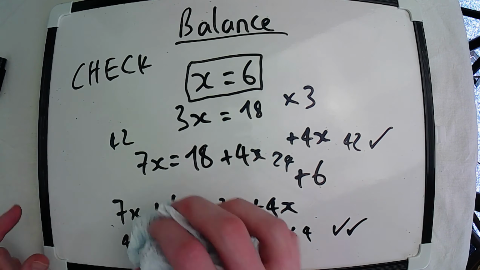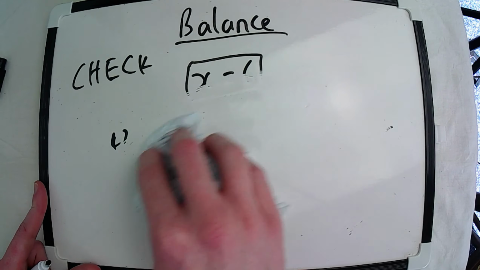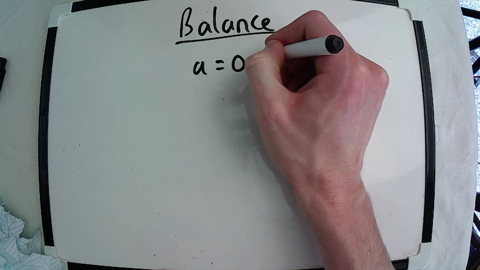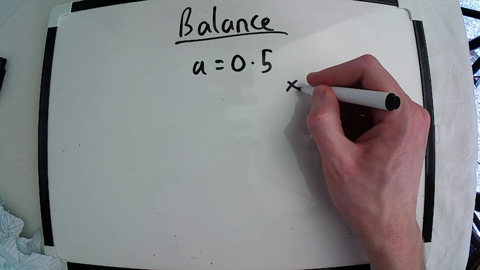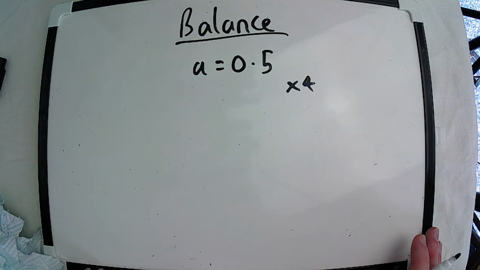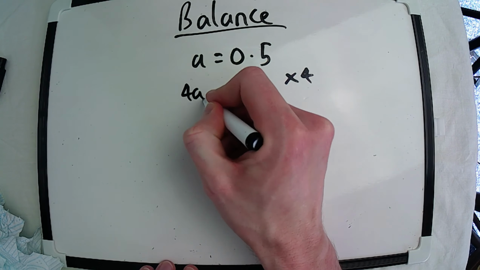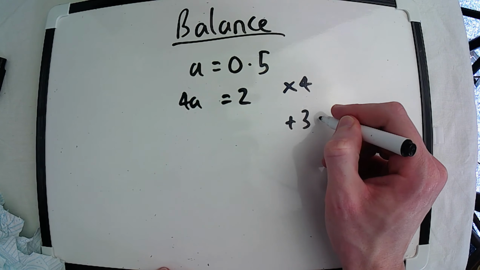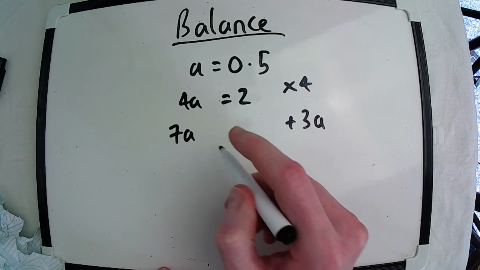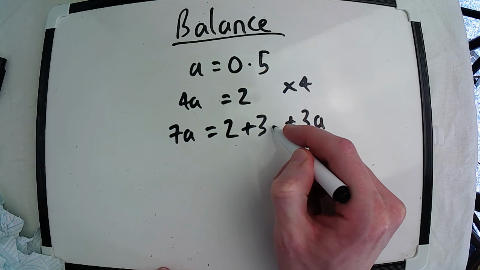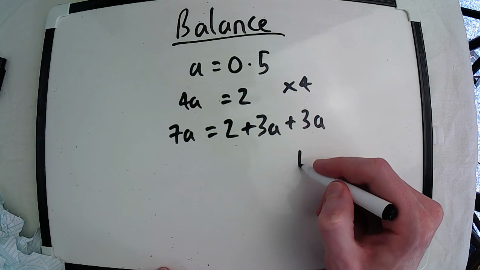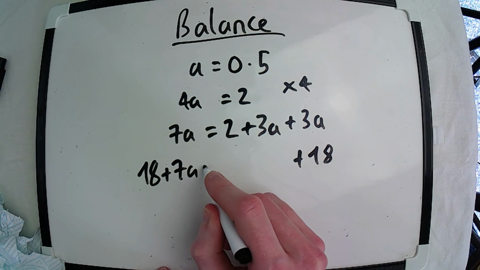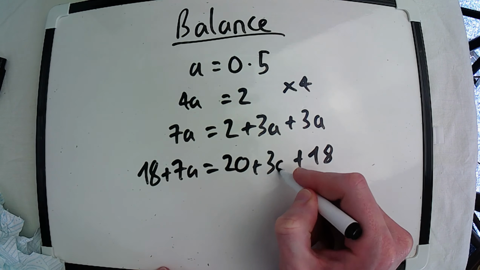Okay, let's do one more example of balancing or building up equations. And we'll start with a equals 0.5. Okay, let's multiply both sides, got to preserve equality, by 4. So 4 lots of a equals 2. Then we can add 3a. 7a equals 2 plus 3a. One more step, we'll add 18. 18 plus 7a equals 20 plus 3a.